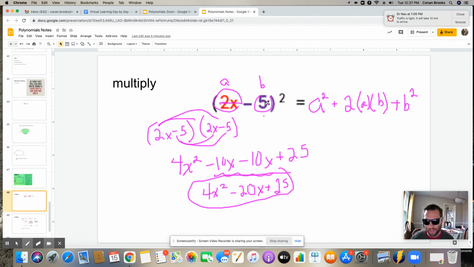So B is 5, or negative 5. Negative 5 squared is positive 25. And that's it. That's it, guys. You don't have to know that, but you do gotta know how to FOIL.